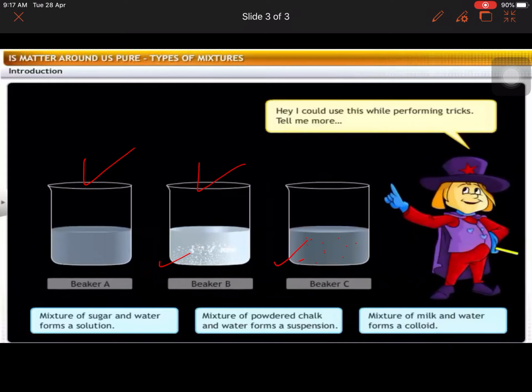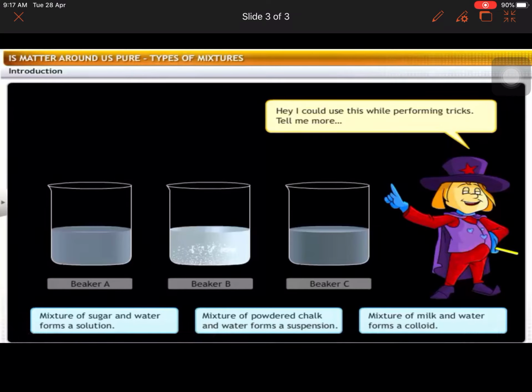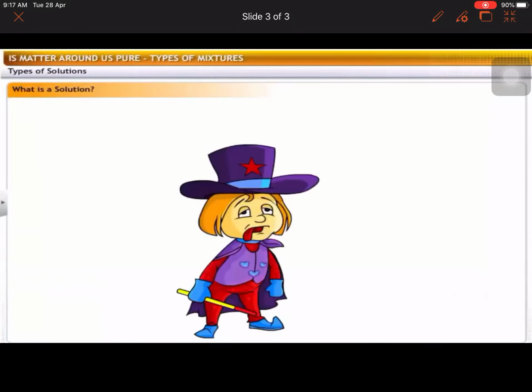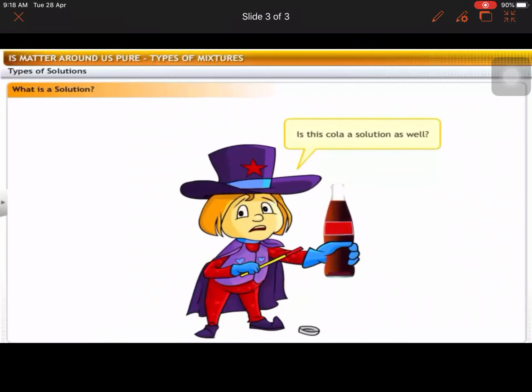Now, hey, I could use this while performing tricks. Tell me more. I'm thirsty. Let me conjure up a bottle of cola for myself. Is this cola a solution as well?